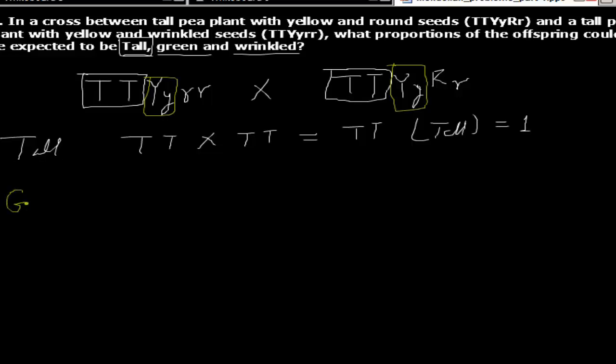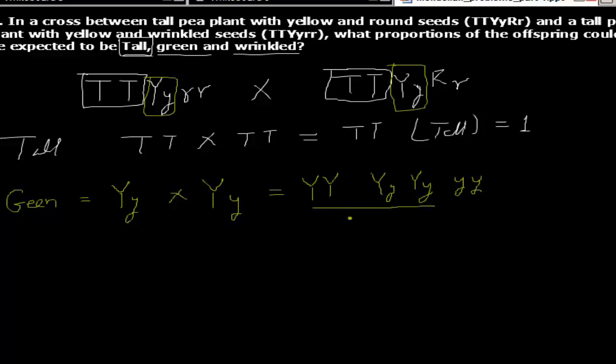Now for green, we have to study a cross between capital Y, small y into capital Y, small y. So if we cross like this, we will get this genotype. This is a typical monohybrid cross in which we get a phenotypic ratio of 3:1. So it is obvious that all these three will be green. So the proportion of the green for the given progeny will be 3/4.